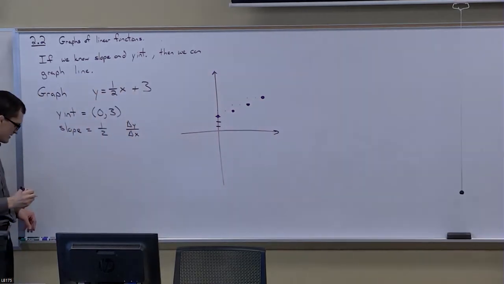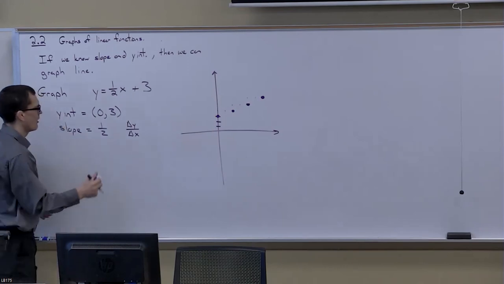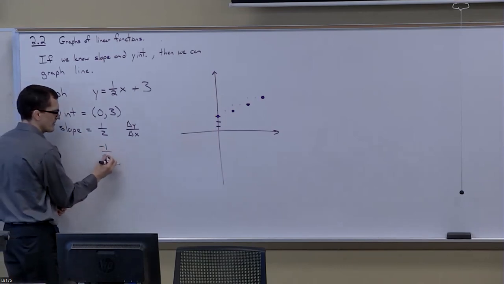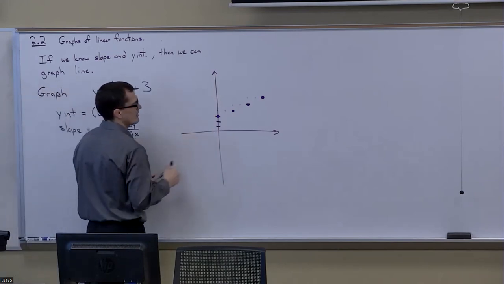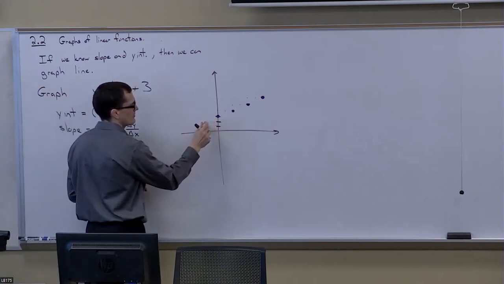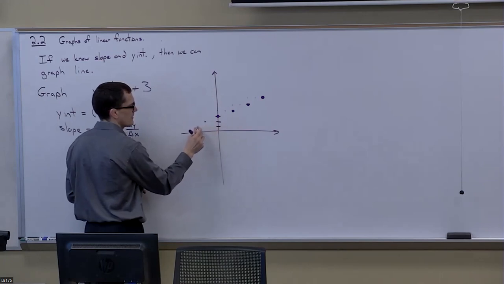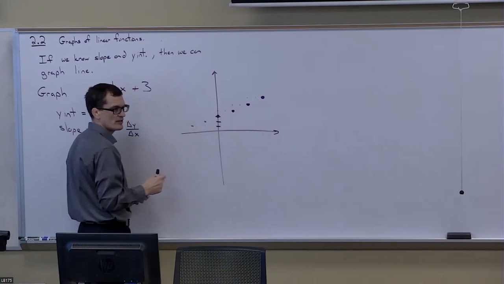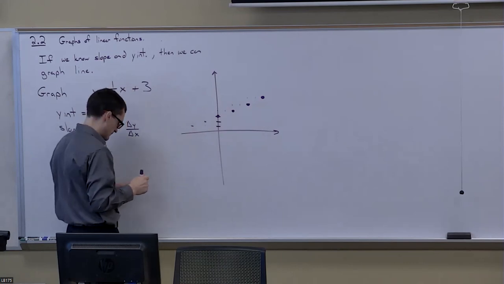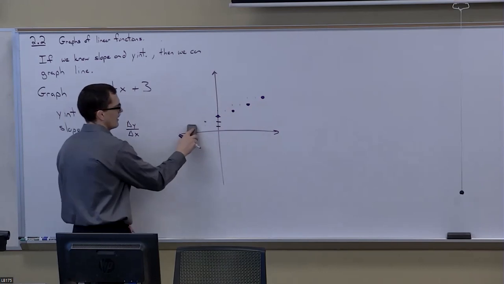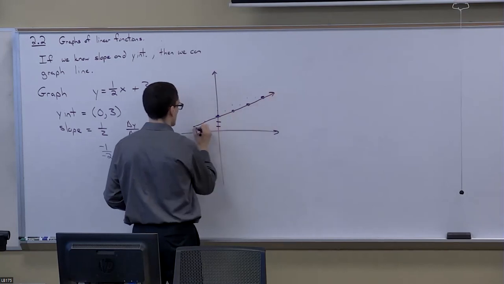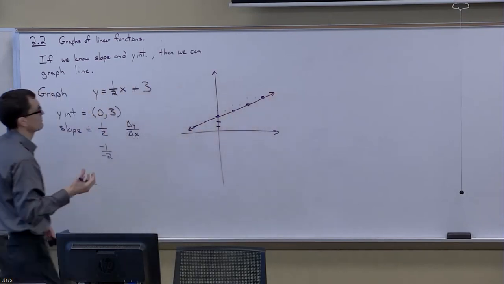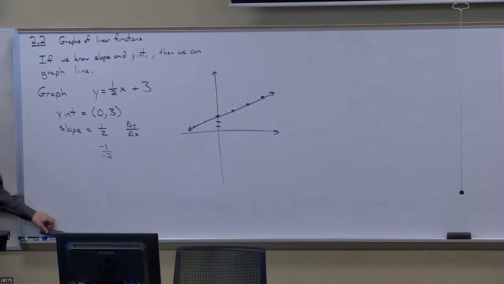By the way, technically speaking, a +1/2 is the same thing as -1 over -2. So you could have gone down 1 and to the left 2 as well, and then down 1 and to the left 2, kept doing that kind of thing. You get the same line. That's all I'm saying. But there you go. So if you know the slope and the y-intercept, you can graph the line.